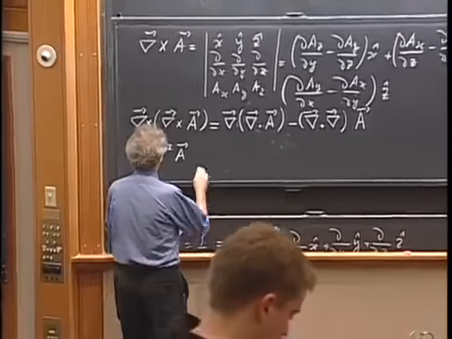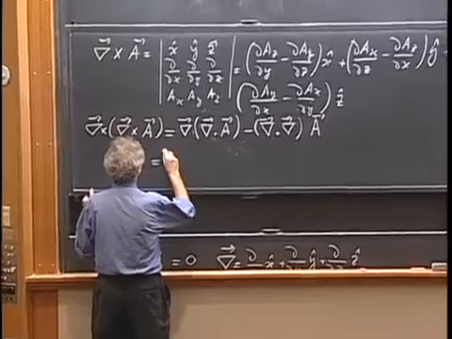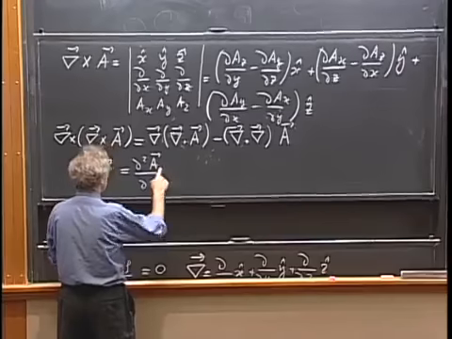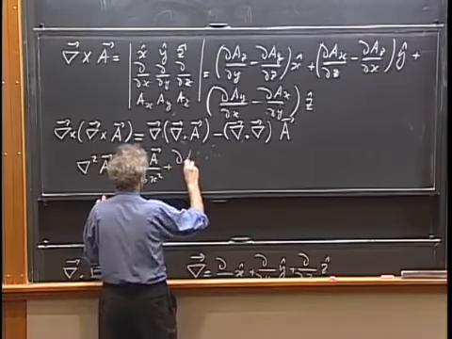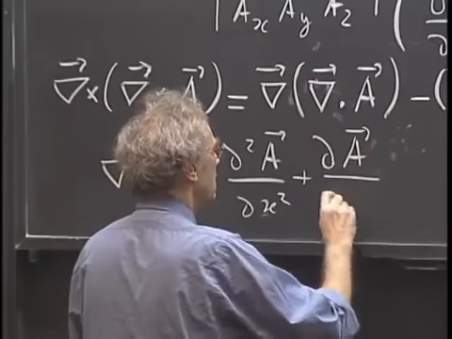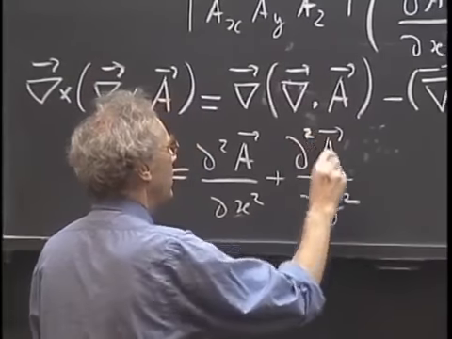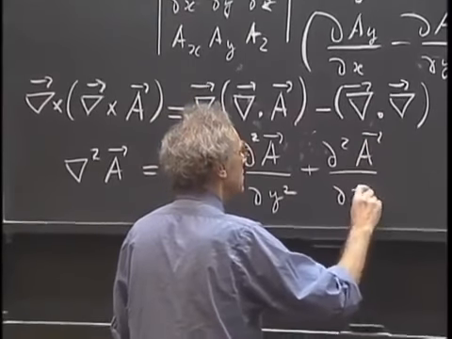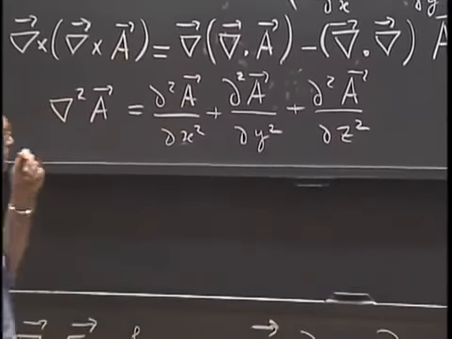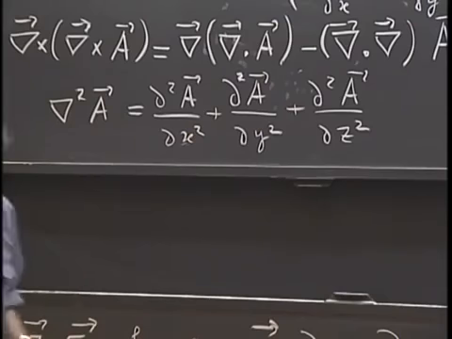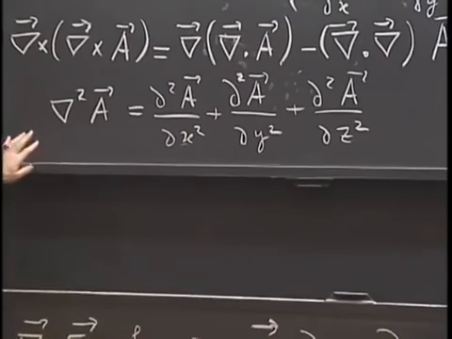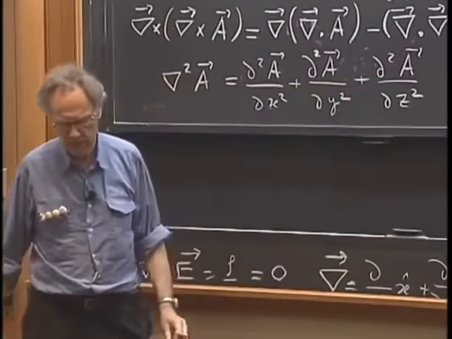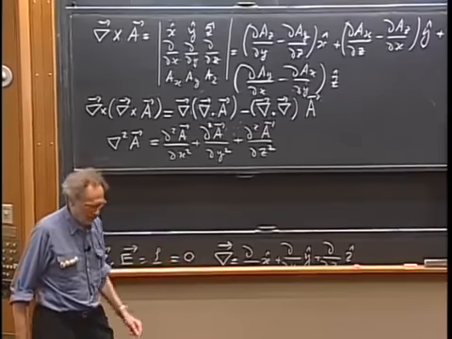And so the del squared of a vector is d2A dx squared, the whole vector, plus d2A dy squared plus d2A dz squared. And this has 9 terms. Because this has 3 terms, this has 3 terms, and this has 3 terms. I will do the first one, and then you have to do the others.